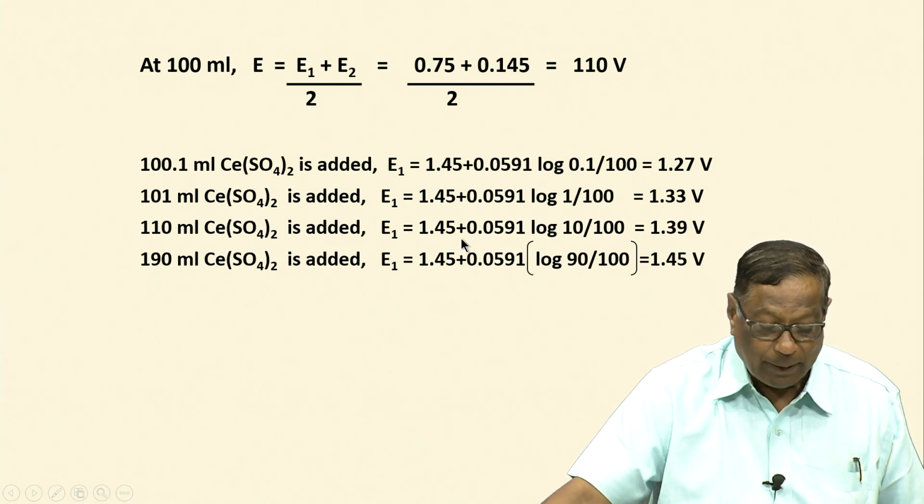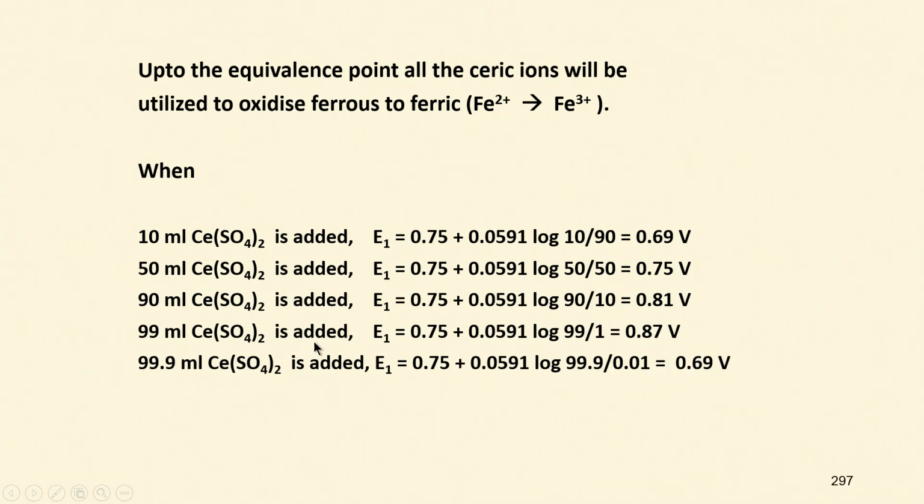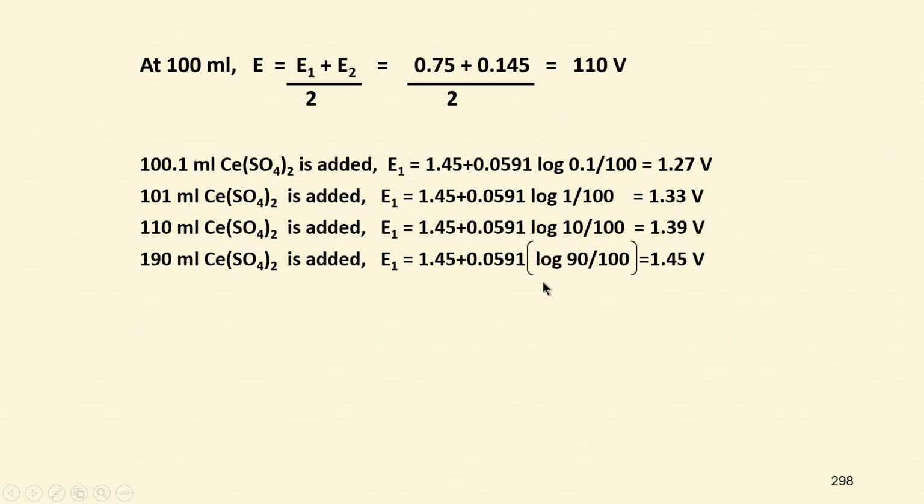Now, look at the numbers here. I am going back now, between 99 it is 0.87, 99.9 it is 0.69, okay, and 100 it is 1.10 volts, and 100.1 it is 1.27, 101 it is 1.33. Afterwards it is almost unchanged, okay, here.